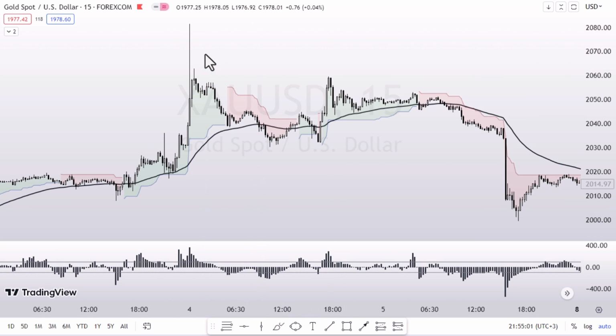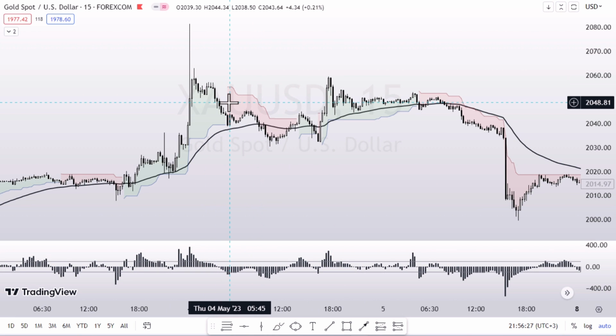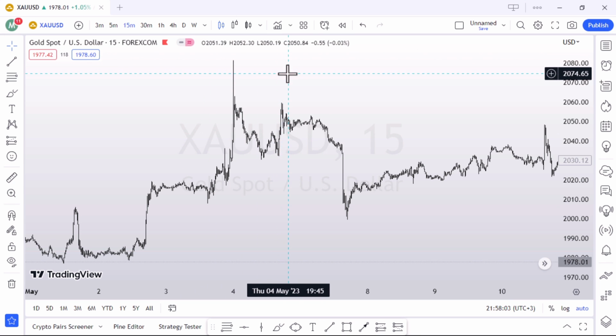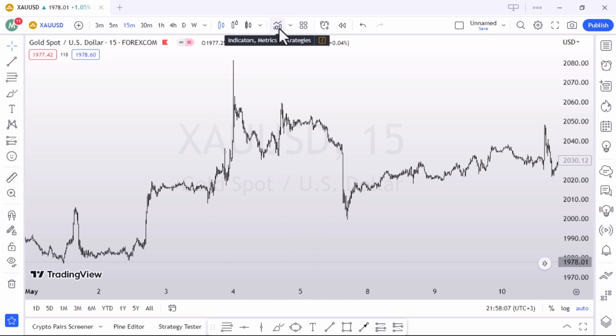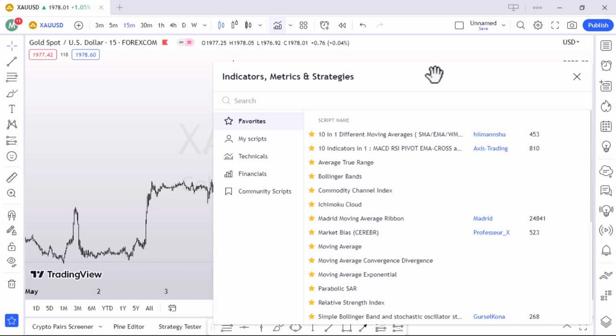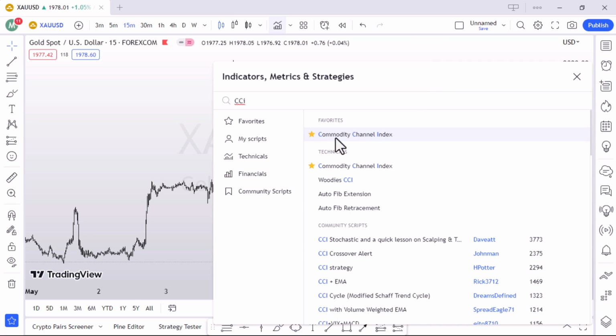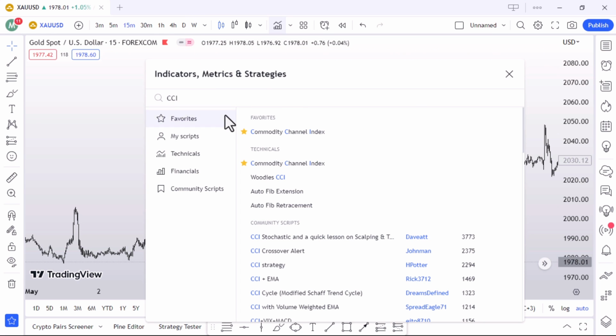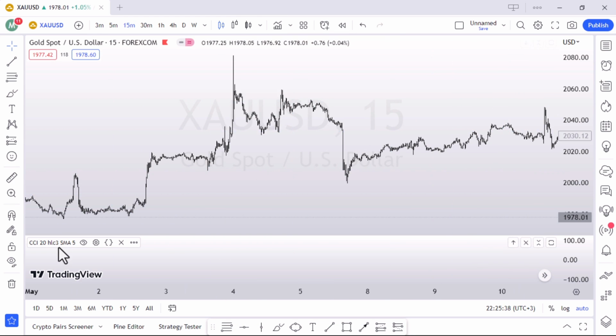So let's waste no more time and see what all these indicators are about and how they work in this trading strategy exactly. The first indicator we're going to use is the CCI. I'm going to search for it here. As you can see, CCI, and it's this one, Commodity Channel Index. I made it a favorite from before, it's underneath the technical section. I'm going to click on it and then go to the settings.